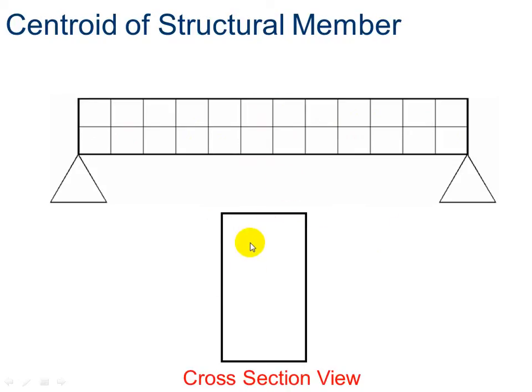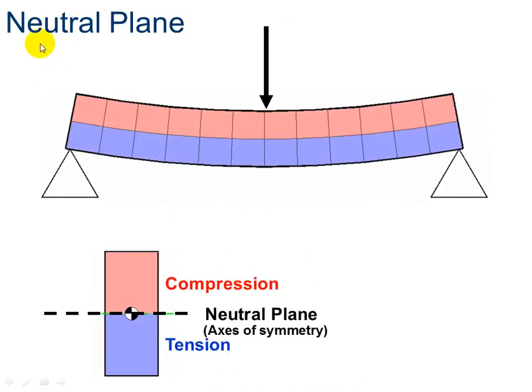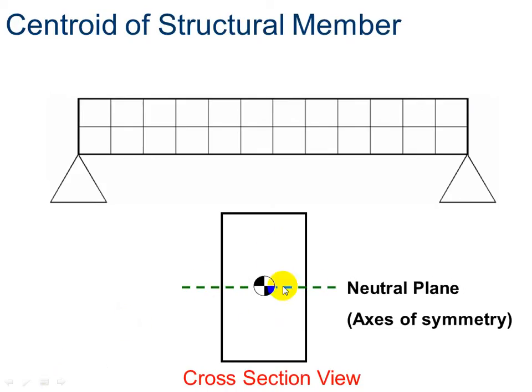So here's my cross-section view of the end of this beam. There's an axis of symmetry. And then we have another axis of symmetry. This is my neutral plane. And then my axis of symmetry also goes down this way. So the centroid is located at the intersection of this axis and this axis. And don't forget, this is the symbol that we use to denote the centroid.